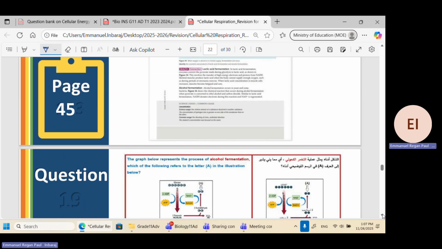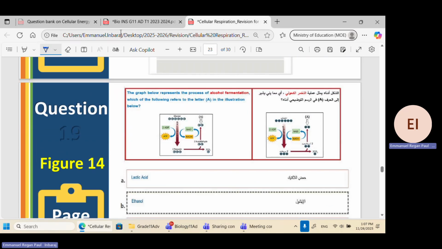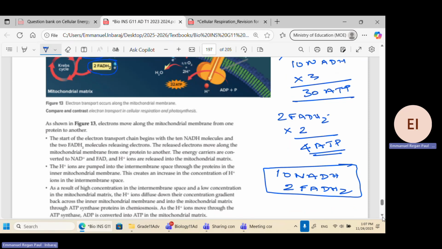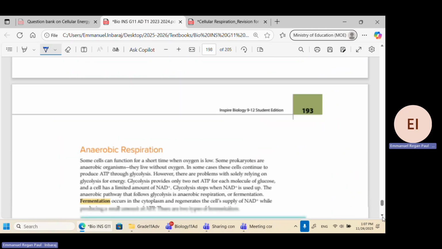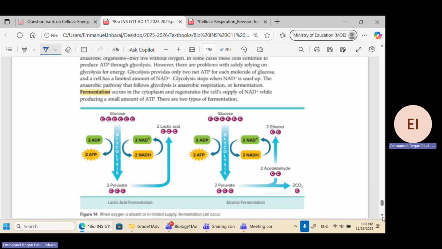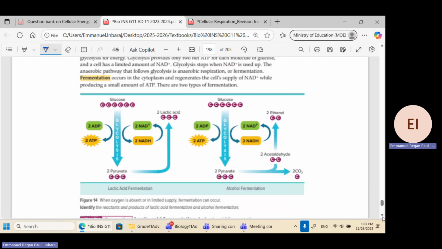Now let's come back to the last part of the lesson, and that is anaerobic respiration. Anaerobic respiration is the respiration that takes place in the absence of oxygen. The anaerobic pathway that follows glycolysis, or fermentation, occurs in the cytoplasm of the cell.